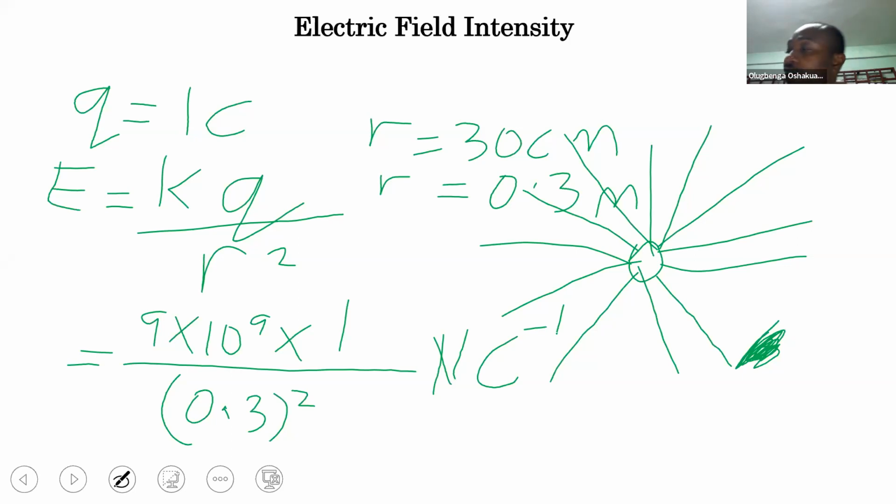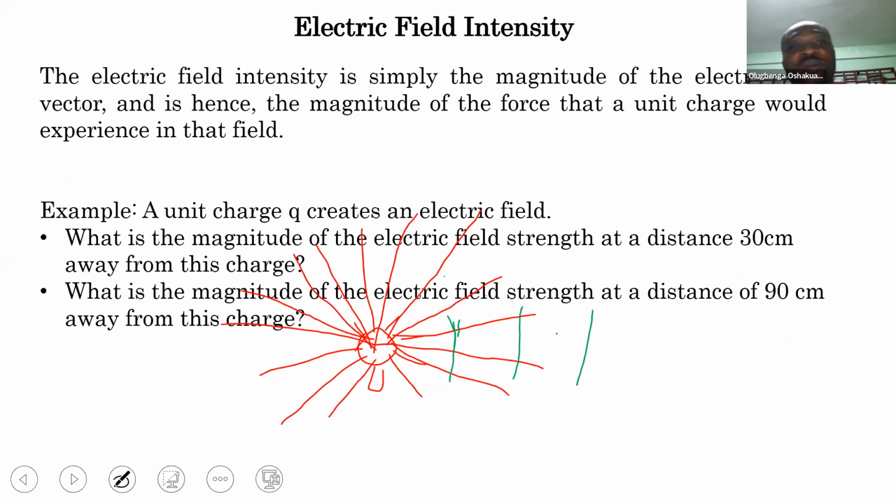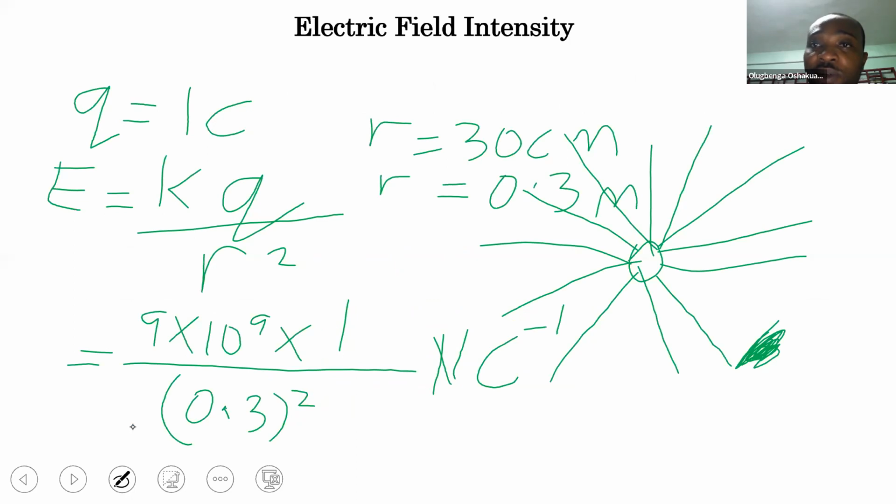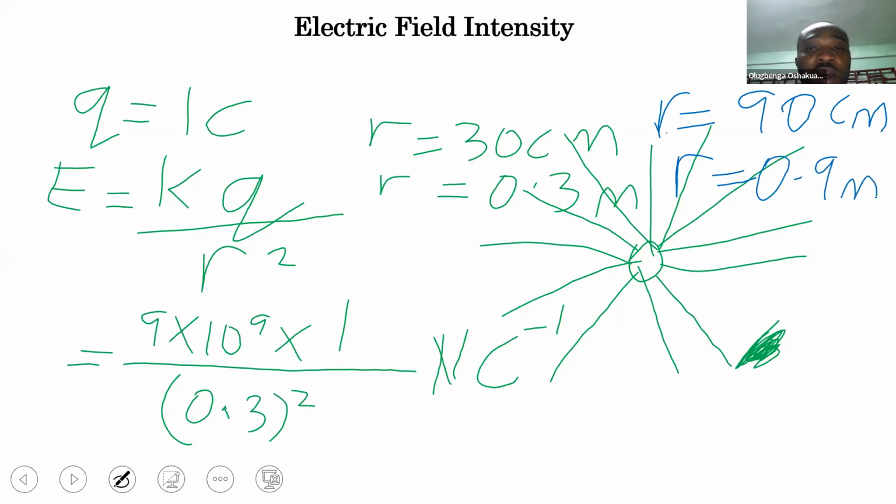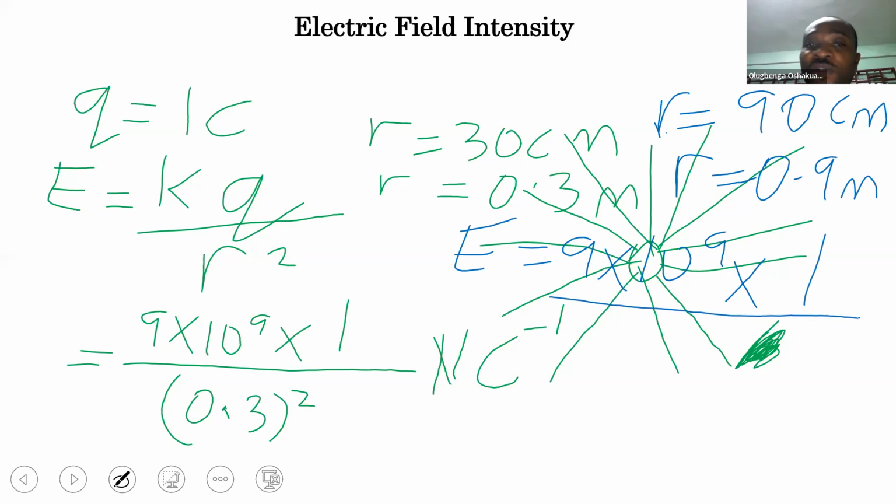And for the next example, the question is: what is the magnitude at 90 centimeters? So what that is saying is that when R is equal to 90 centimeters, R can be said to be equal to 0.9 meters. Then E can be said to be K times Q, still a unit charge, divided by R squared. And the unit is also in Newton per coulomb.